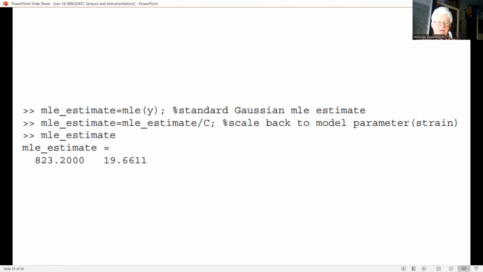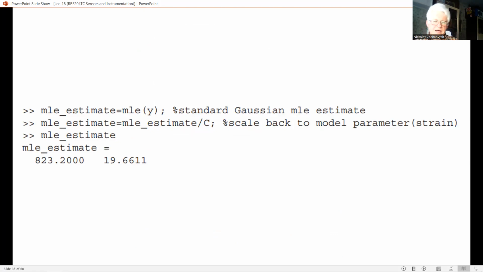where we estimate the parameters, mean and STD, of the Gaussian distribution that would most likely generate the given measurement data y. And we get the following MATLAB result. This estimate is almost the same as what we obtained first with the static Kalman estimation.